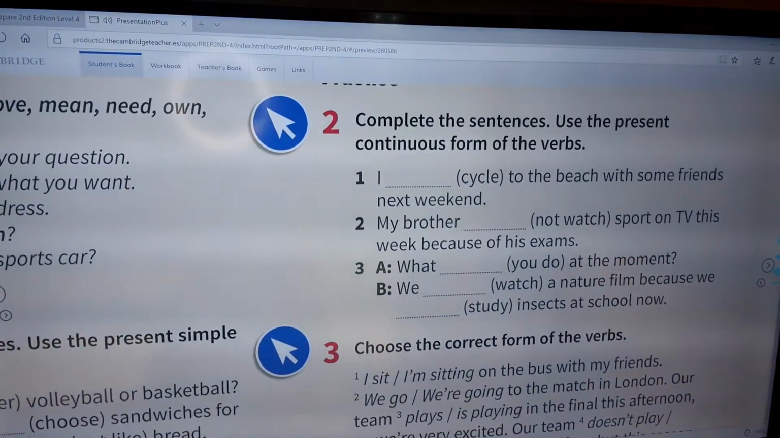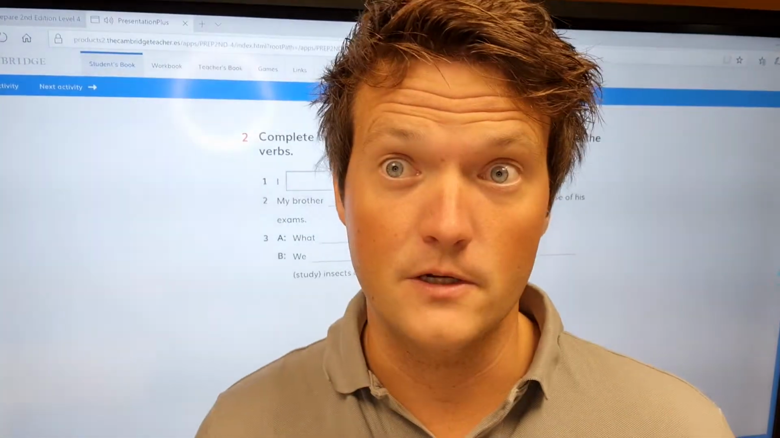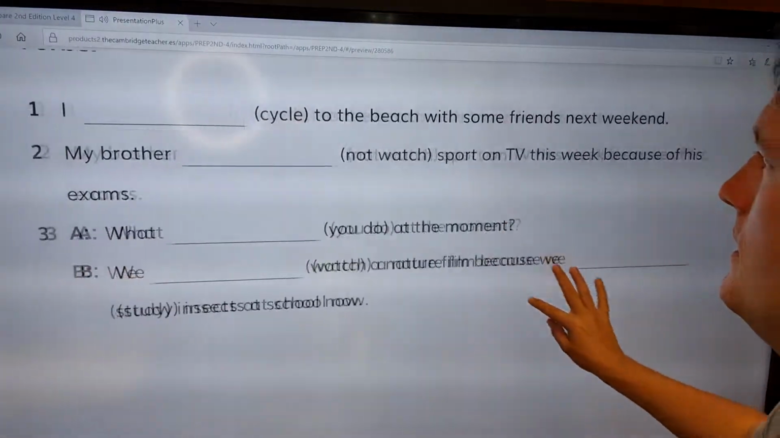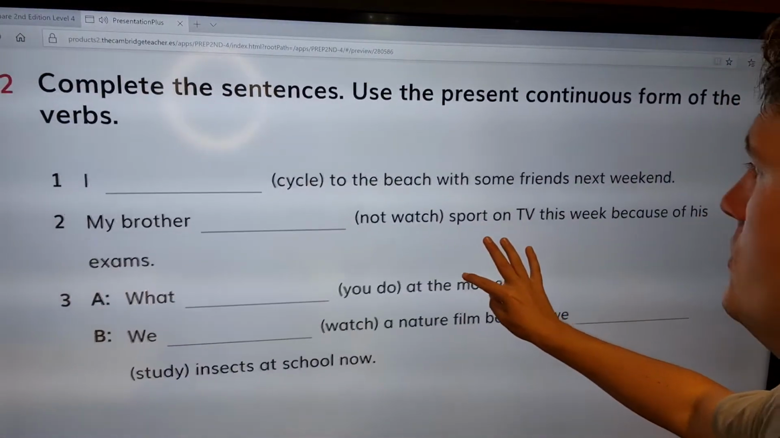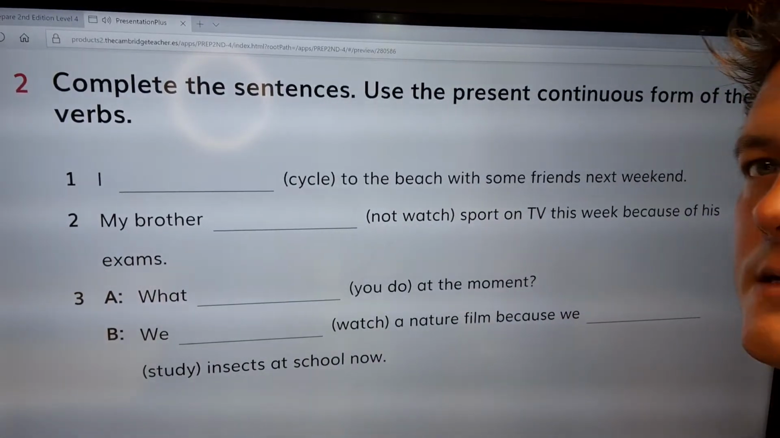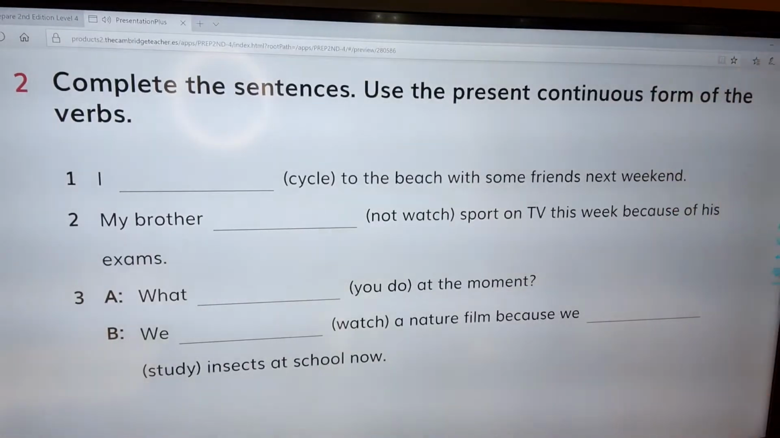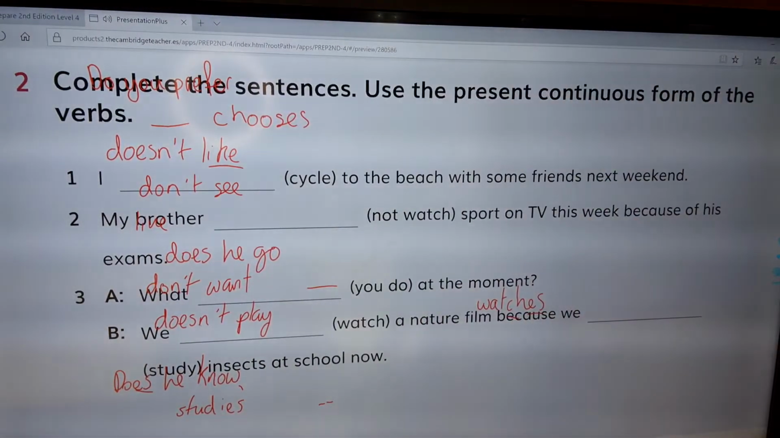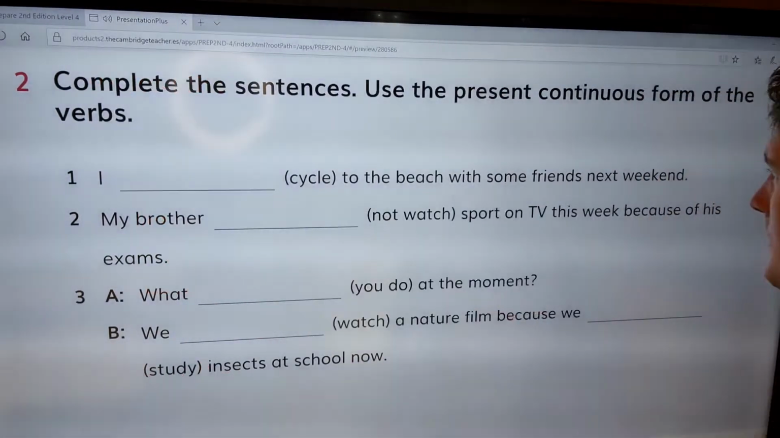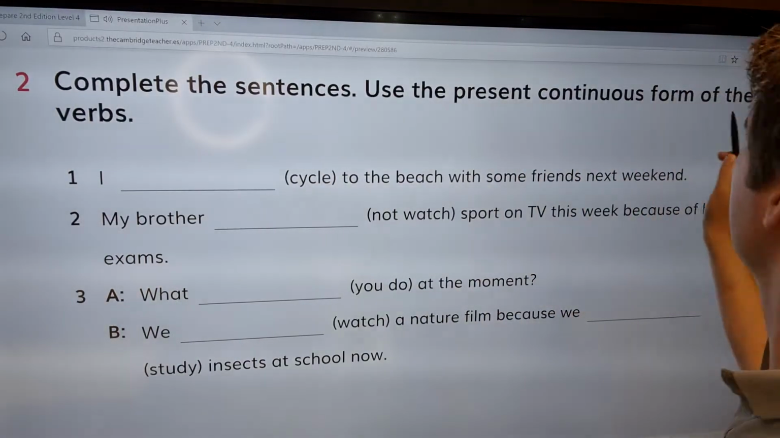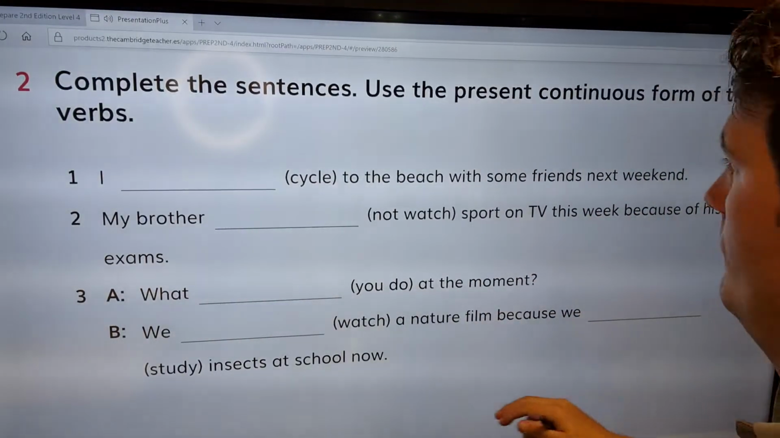Okay, so practice. What we're going to look at here is an exercise where all we have to do is put all of these sentences in present continuous. So again, it shouldn't be too difficult. Let's see, can you see all of that? Yes, I think you can. So, let's have a look then. I didn't manage to clean the board there. Let's have a look. So, complete the sentences. Use the present continuous form of the verbs.